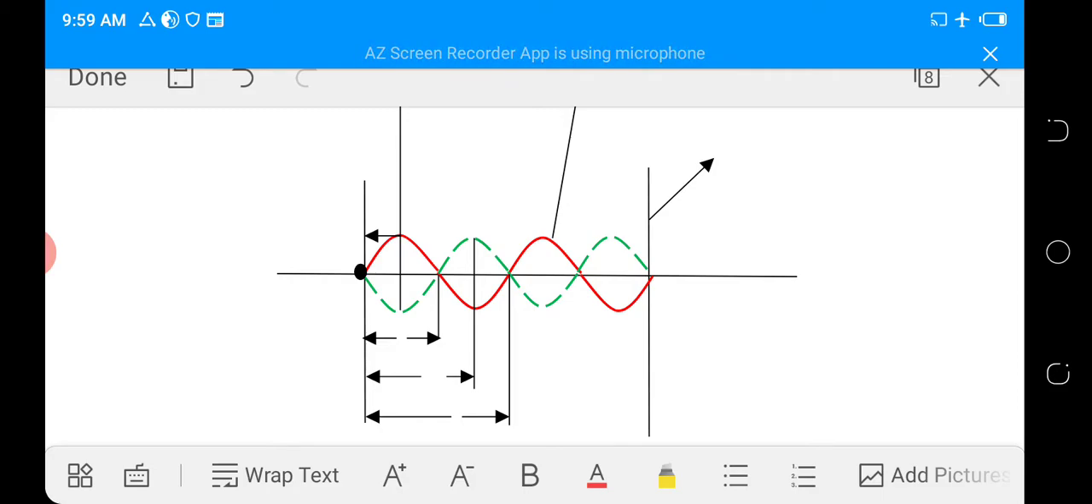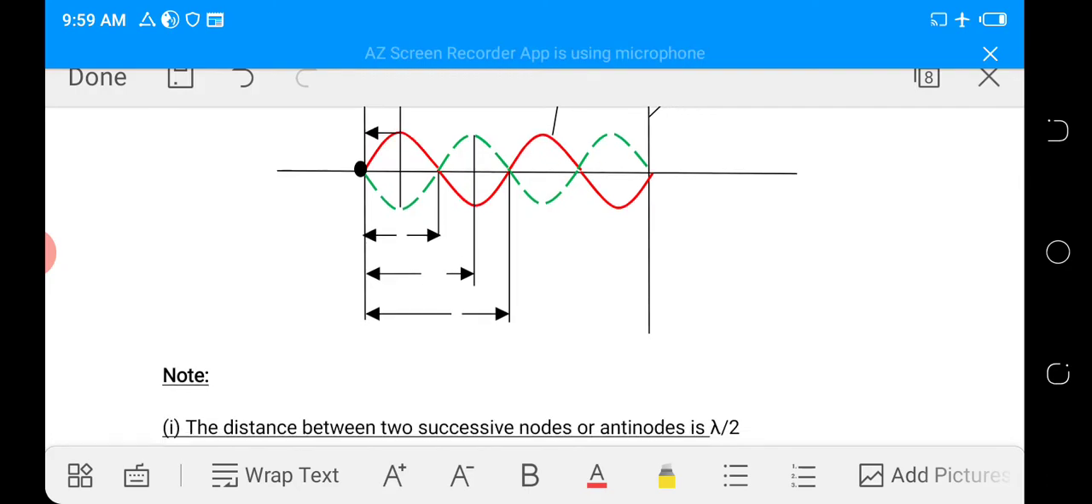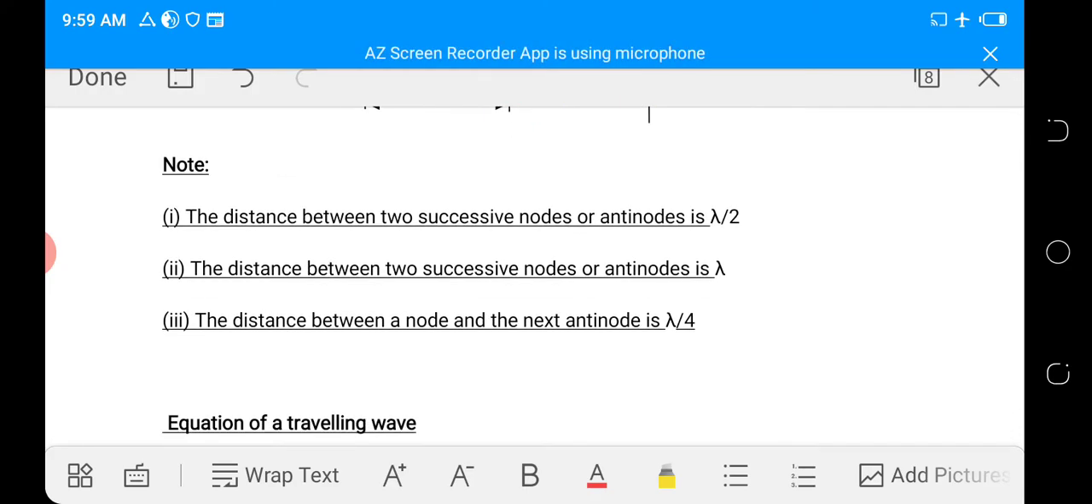We've defined both. Now, there are some things we need to take note of on the wave. The distance between two successive nodes or antinodes is equal to half of a wavelength. Also, number 2, the distance between three successive nodes or antinodes is equal to one wavelength. Take note of that too. Let me take it again.